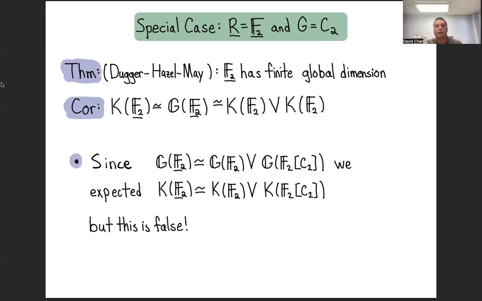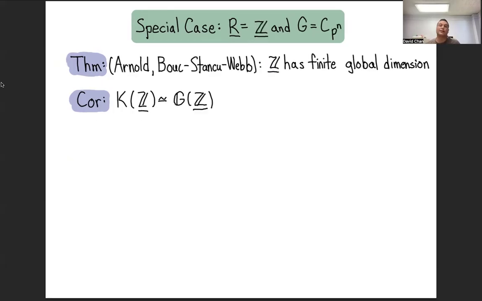Okay. The other special case I want to talk about is the ring constant Z, and here the group is going to be Cp to the n. So again, here, constant Z is going to have finite global dimension. This is a theorem of Arnold, but he didn't state it quite this way, so it was restated in this way by Buch, Stancu, and Webb.